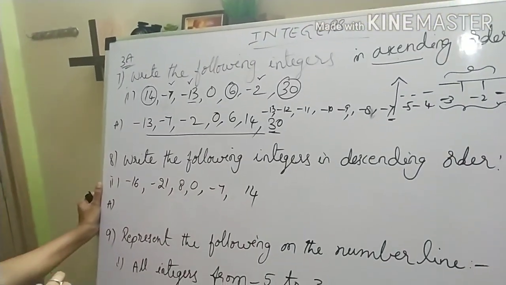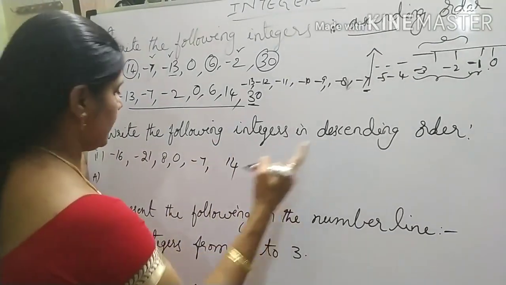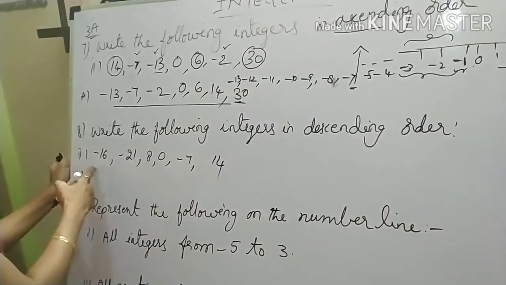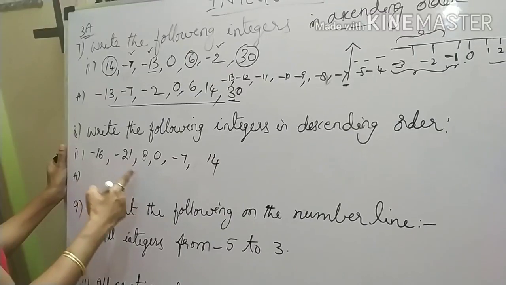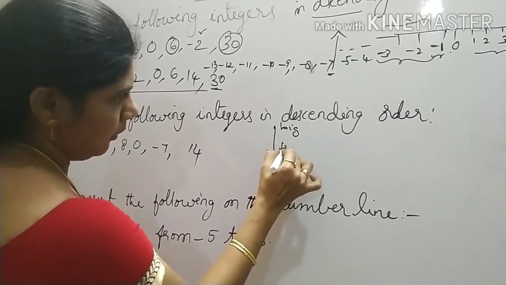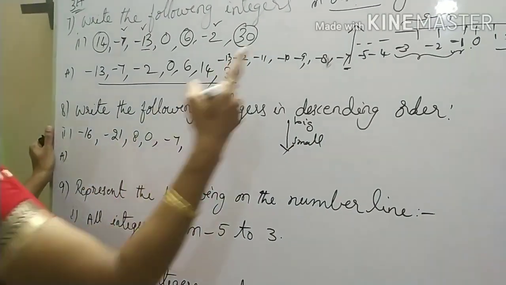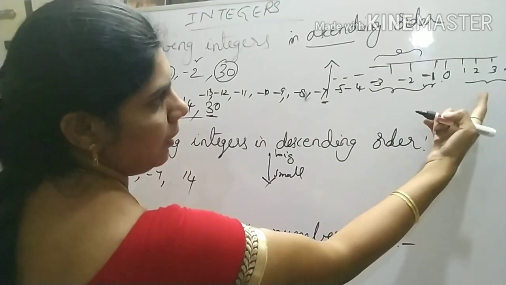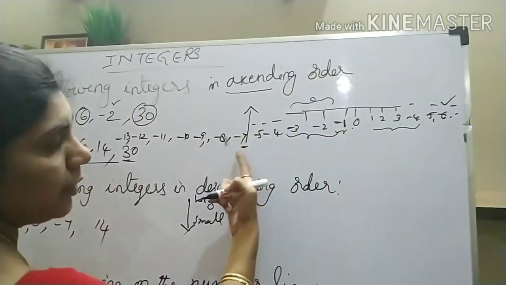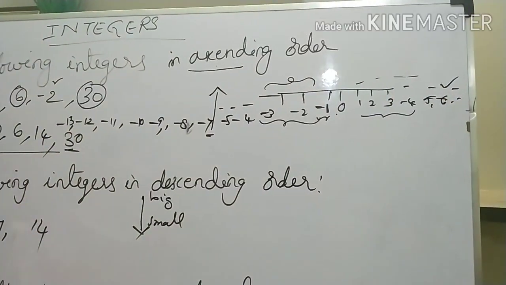So like that we have to write. Next see this one. Write the following integers in descending order. Here also we have some numbers but we have to write in descending order. That means big to small. First we have to write the bigger number. As we have learned, positive numbers are bigger than 0 and negative numbers. So here we have to choose the positive numbers first, the bigger ones.